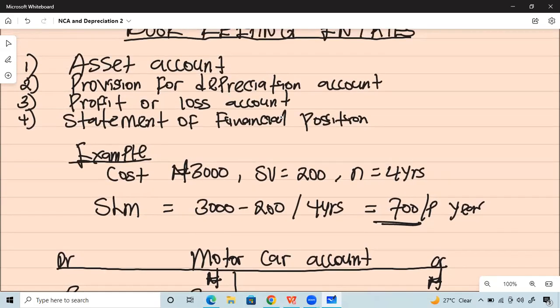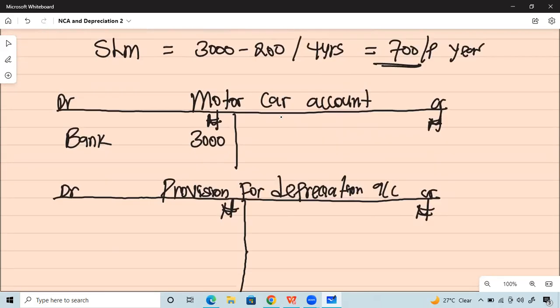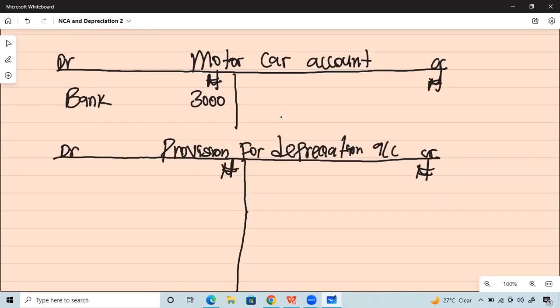Once you open the asset account, the next account is the provision for depreciation account. The next account is the statement of profit or loss. And the final one is the statement of financial position. So I open the depreciation account. You are not going to say P or L. Let's say year one, you are going to say profit or loss, 700 naira.